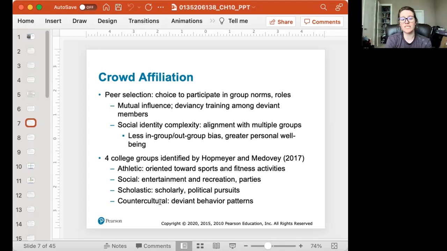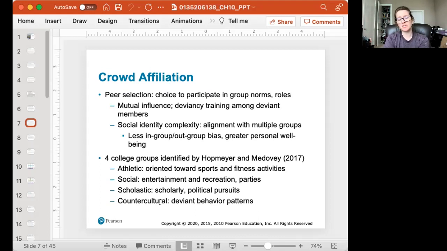Four college groups were identified by Hotmeyer and Midovi, or Midovi, I don't know how you say that. Athletic group, social group, scholastic group, and countercultural. The athletic group is oriented towards sports and fitness activities. So that could involve intramural sports, club sports, or the actual university college teams. Social group would be entertainment and recreation, parties, Greek life, clubs, volunteering programs, things like that.